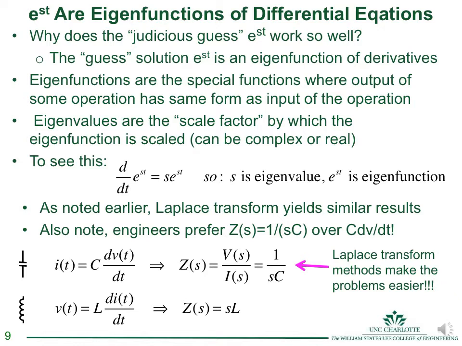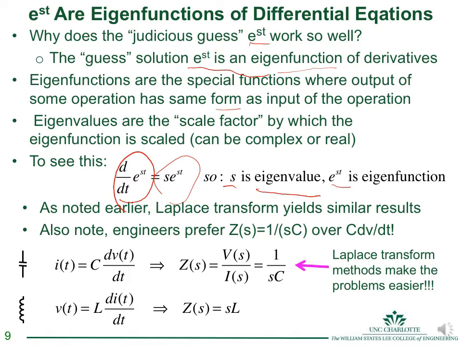Before I leave that, why does the judicious guess of e^(st) work so well? As we mentioned a little bit earlier, it's because it's an eigenfunction. It's that special function where when you operate on it, it has the same form at the output as it did at the input. In particular, the derivative of e^(st) has the same e^(st) form as before, but it's multiplied by some value s. And s is called the eigenvalue, and e^(st) is the eigenfunction.